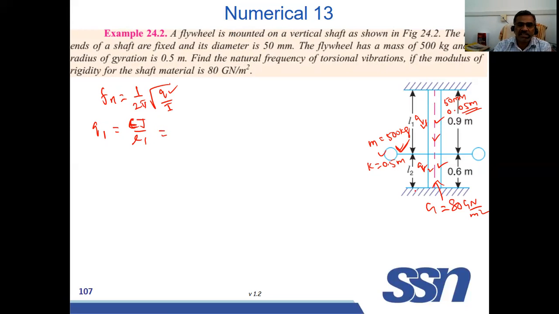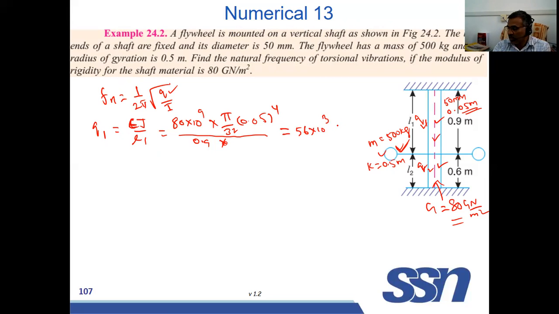What is C? It is already given as 80 giga-newton per meter square, so you put 80 into 10 power 9. What is J? Polar moment of inertia, that is pi by 32 into 0.05 power 4, divided by L1. L1 is equal to 0.9 meters. So from this, you can find the value of Q1. The value is 56 into 10 power 3 Newton meter.